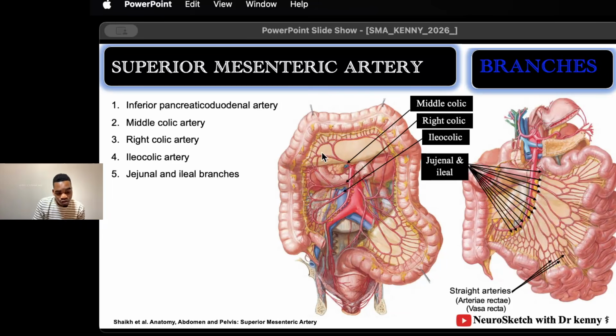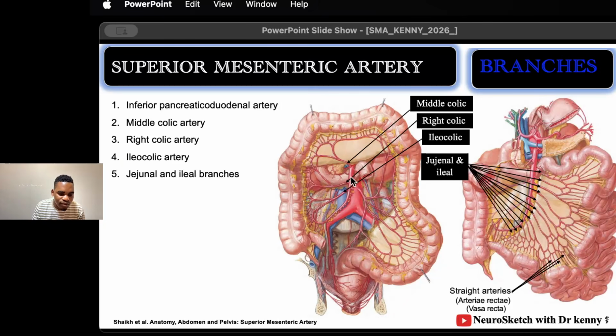So it supplies, of course, the transverse colon, but towards the right, the right colic flexure, which is the hepatic flexure, and it anastomoses with the right colic artery. And the left branch is going to supply the transverse colon towards the splenic flexure, and it's going to anastomose with the left colic artery, which is a branch of the inferior mesenteric artery. So understand it, treat this artery in 3 dimensions, and understand what I'm talking about here.